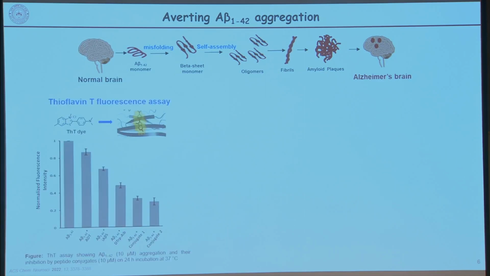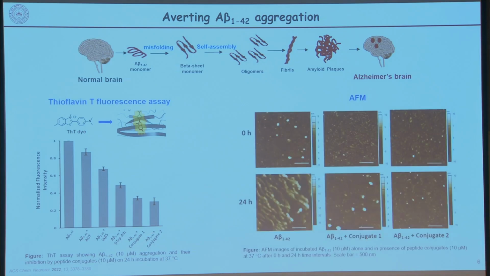So as I have told, deposition of A beta in the brain is the main culprit of Alzheimer disease. So we evaluated our peptides for their ability to inhibit A beta aggregation. For that we performed the thioflavin T fluorescence assay, and in this assay we found that our peptide conjugate significantly reduced the A beta aggregates. This was further confirmed by atomic force microscopy imaging. If you see the first column, after 24 hours of incubation, the A beta starts to form fibril-like structures, whereas in the presence of the peptide conjugate no fibrils were seen.